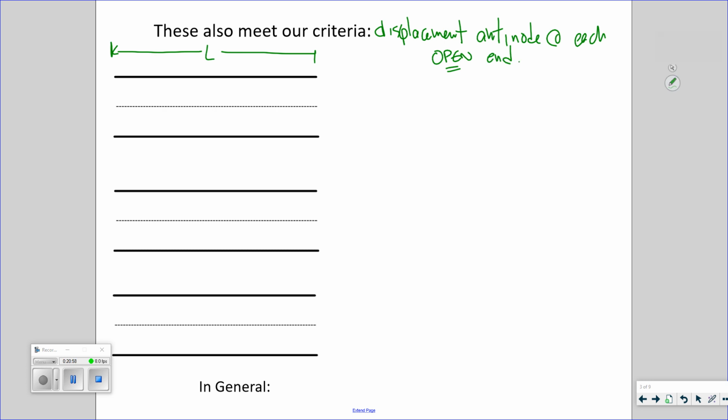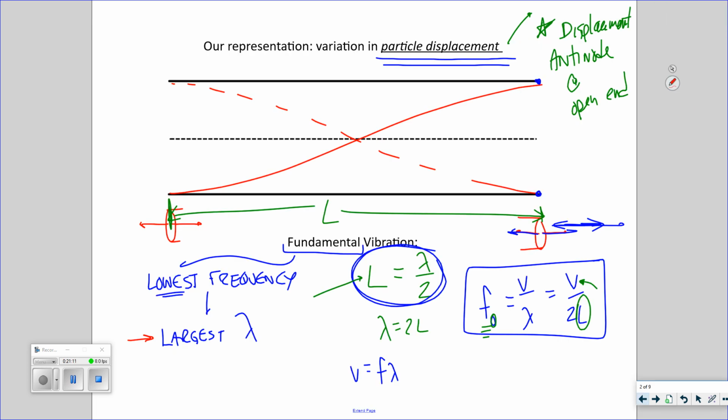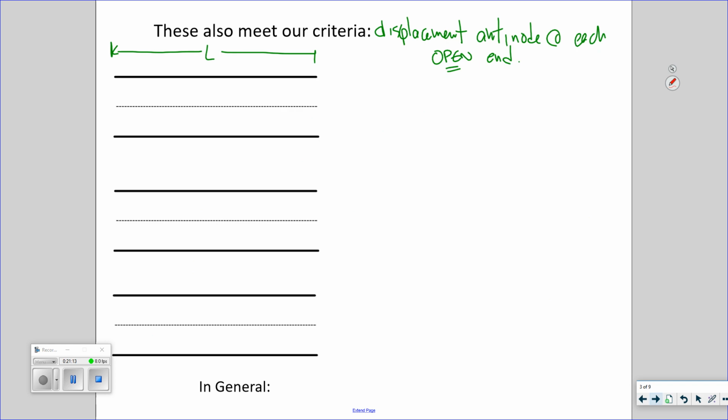And so there are other size waves that can fit in these tubes of length L that meet that criteria. Our fundamental one was we fit half of a wave from end to end, because that gives us antinode to antinode. Well, this one works too. It's the next shortest one. If I cut this thing in half and we go like this, we've now fit a whole wave in there.